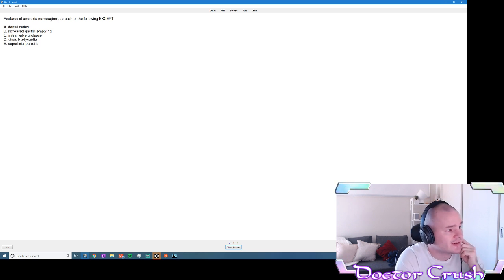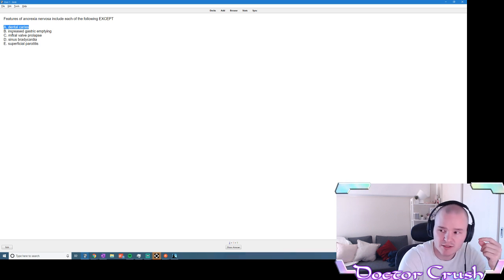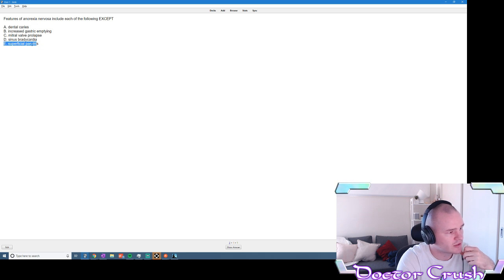Features of anorexia nervosa include each of the following except mitral valve prolapse. How does that happen? So anorexia nervosa, that's where you just don't eat much, but it's not bulimia. So I don't think dental caries, it could be dental caries because maybe it's just related to a vitamin deficiency. Superficial parotitis, so swelling of your parotid glands. It's more of an alcohol-related thing, but you know what? It probably could be related to anorexia nervosa as a vitamin deficiency.